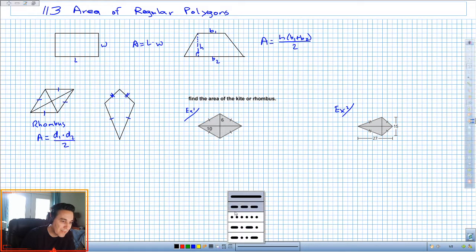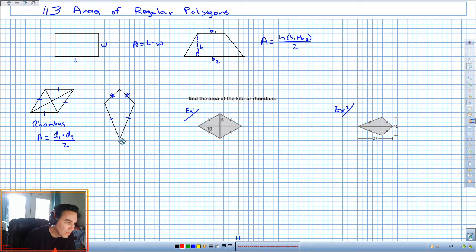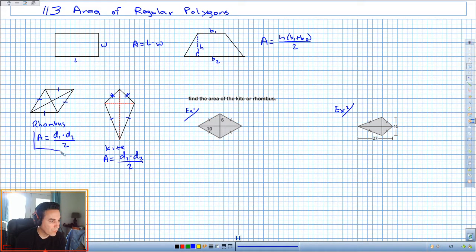So same thing on a kite. We really need to know the diagonals. If you know the length of that diagonal, and then you know the length of that diagonal, the whole thing from one side to the other side, then your formula for a kite is also diagonal 1 times diagonal 2 divided by 2. So really you just need to know how long the diagonals are on a kite, and you can figure out the area of the kite. These are two formulas we're going to use on the first homework problems before we get into our regular polygons. So here I gave you two examples.